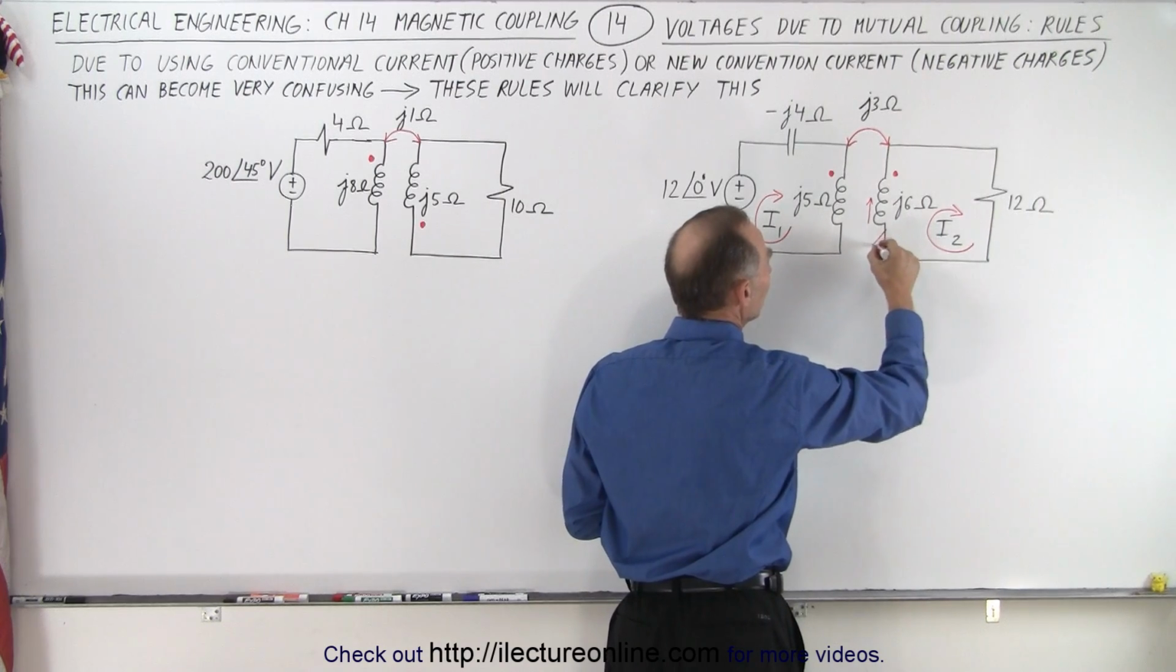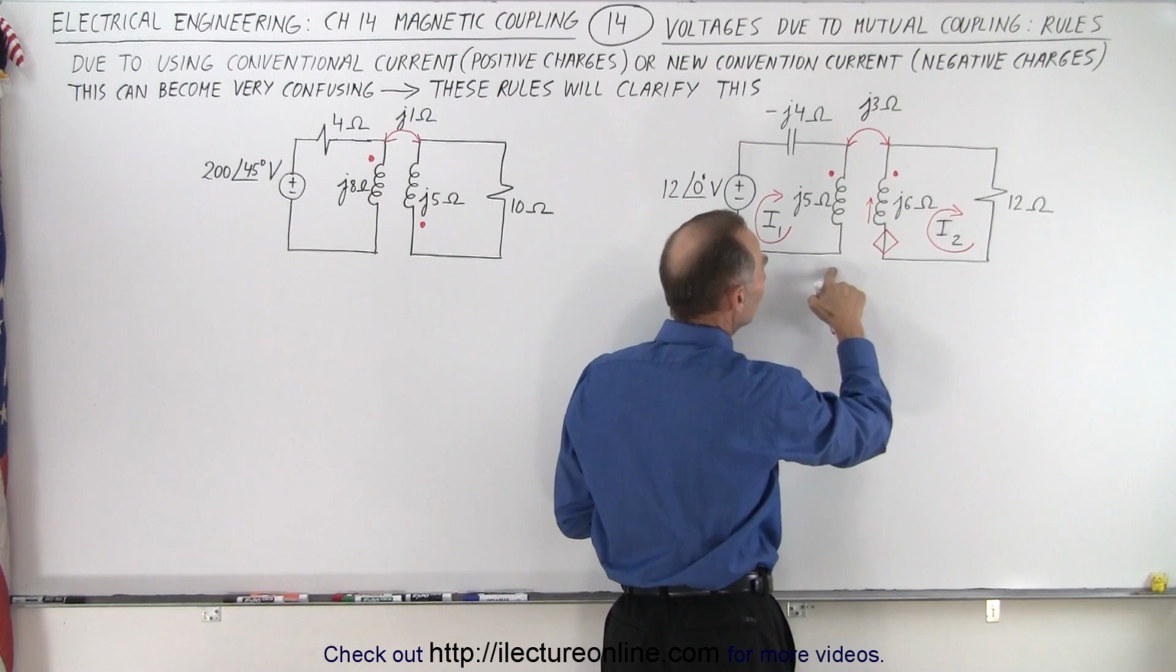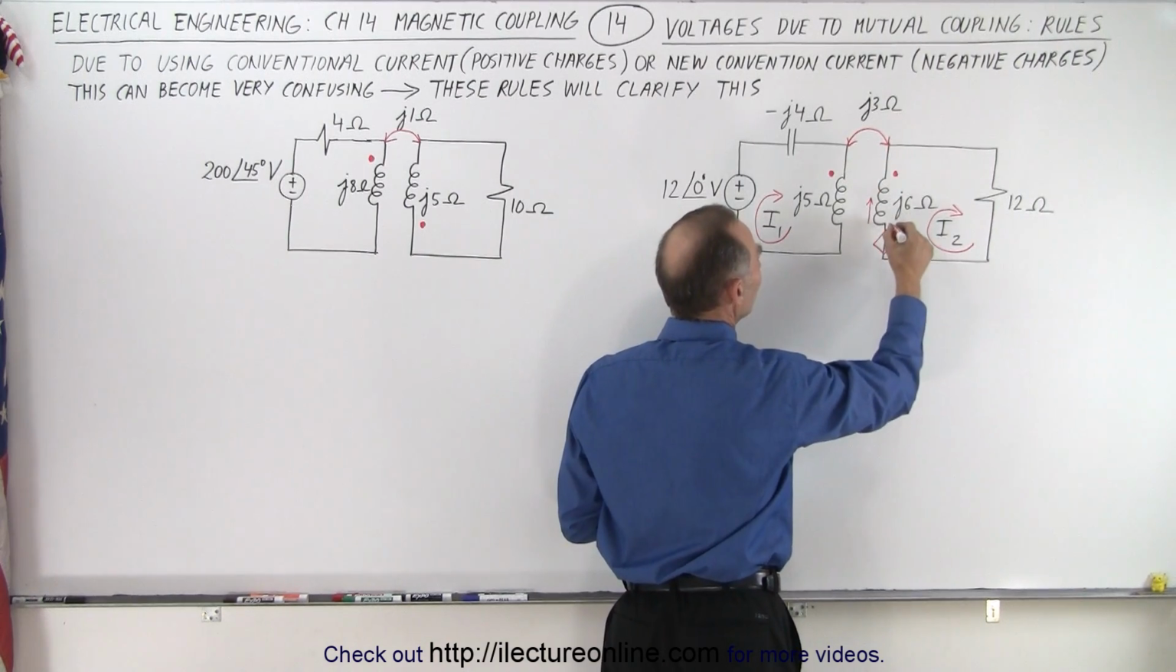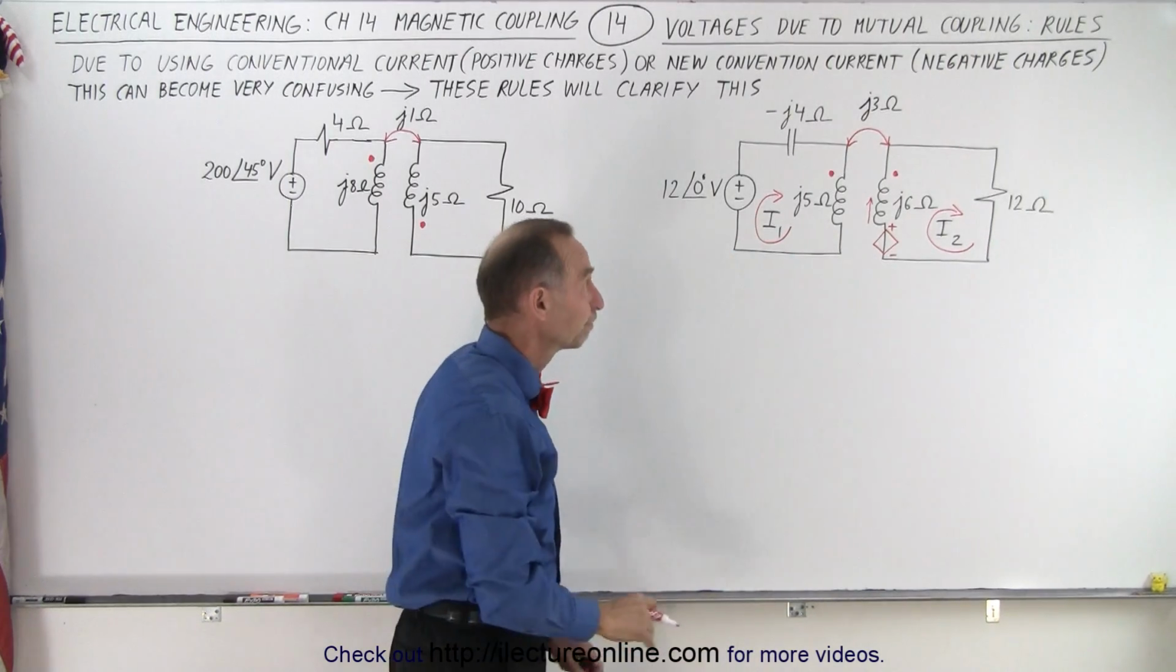So what we can do here is imagine that there is a current source because of the induced current, and since it flows in this direction, we have the positive side over here and the negative side over there. That's all we need, that's all we care about.